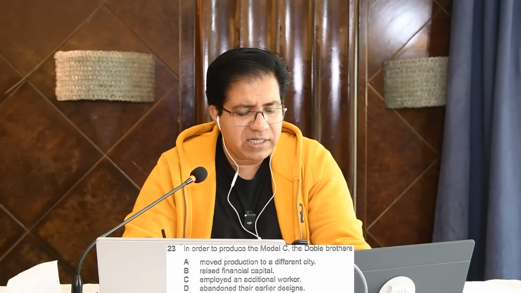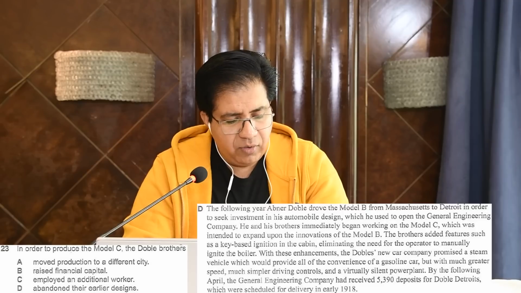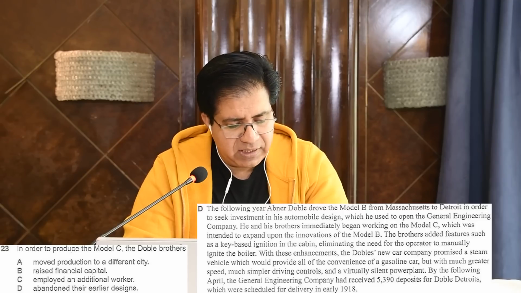Now we've got question number 23. In order to produce the Model C, the Double brothers. Now what is it that the Double brothers do to produce the Model C? Now look for Model C. Paragraph D. Okay, so let's start, we just read it from the beginning.